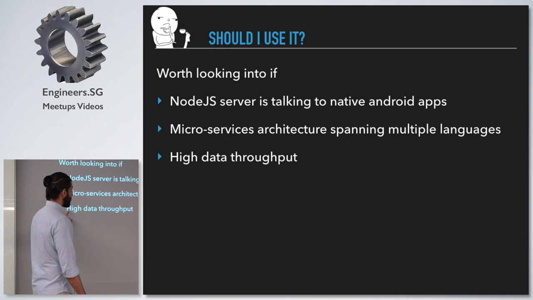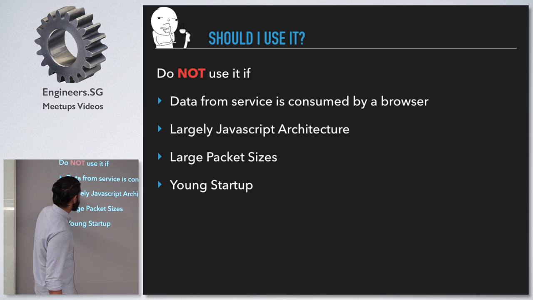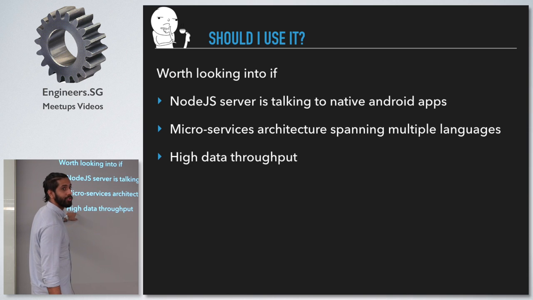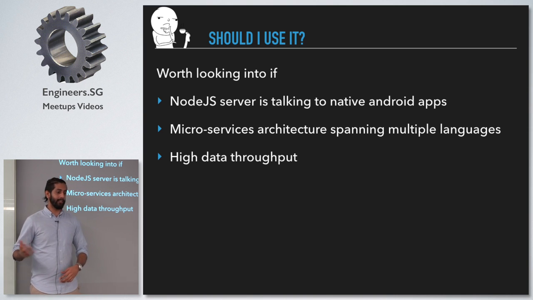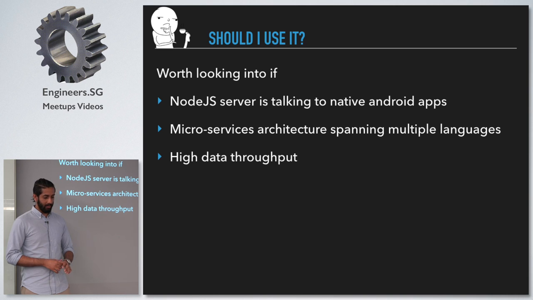And high data throughput. So this is where it's interesting, because remember how previously I said, if you have a largely JavaScript architecture, do not do it. This is the only exclusion that you might have: if you have high data throughput. Because compared to XML and JSON files, protobuf is about 3 to 10 times smaller and about 20 to 100 times faster in transmission. So it might make sense, right?